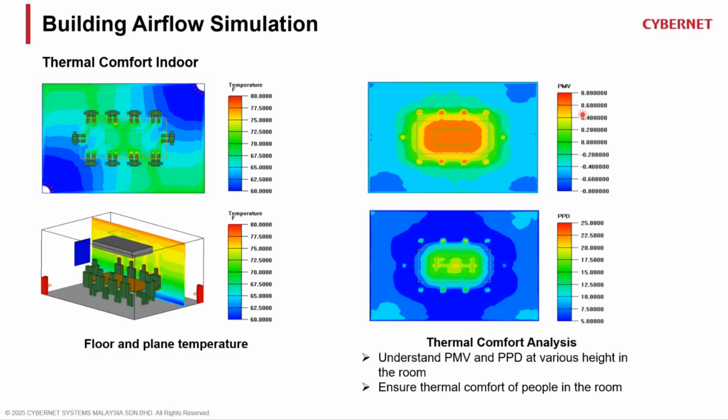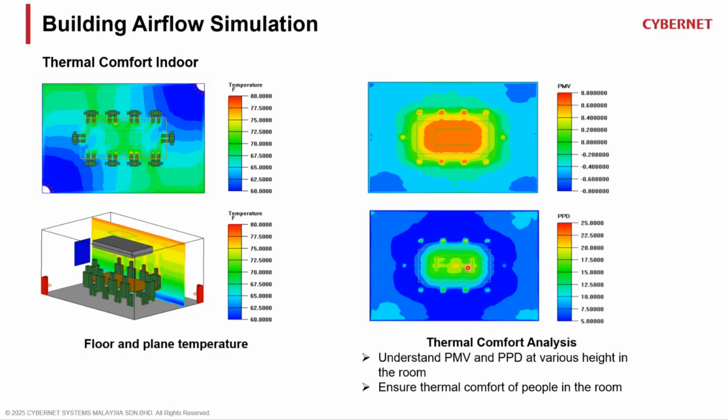So if it's the PMV, you can see here, generally we want it to be in the neutral, the zero area, as much as possible. You can see that maybe in this area where people are sitting, they are actually feeling more comfortable because of the way the temperature interacts.